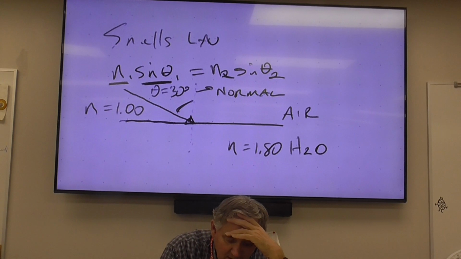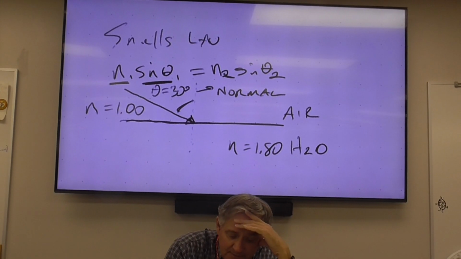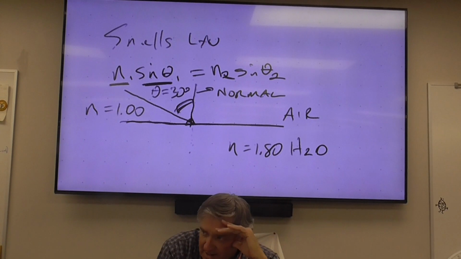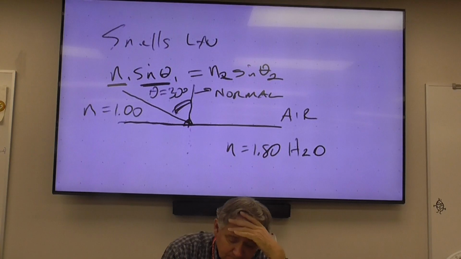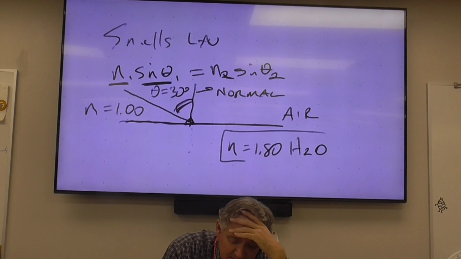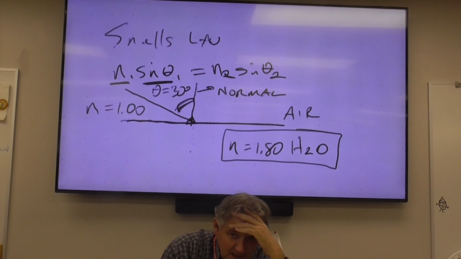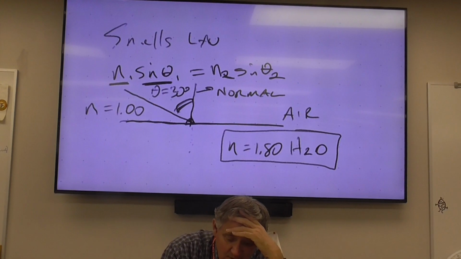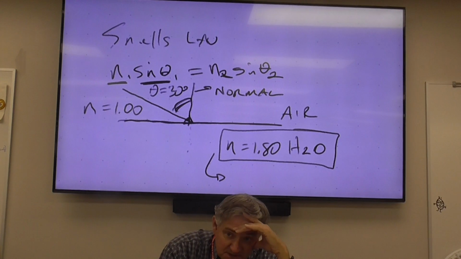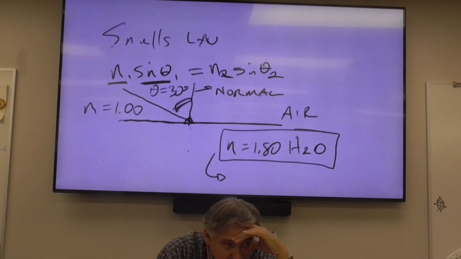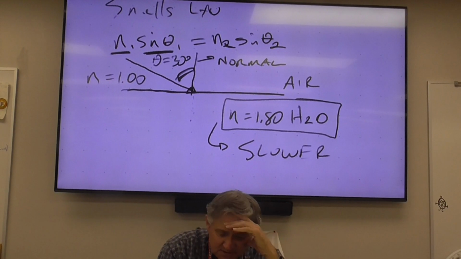That angle is always defined relative to what we call the normal. So imagine a vertical line here, and that's where you measure that angle from. It isn't from the horizontal, okay? It's always measured from the vertical. We're going to shine this into water, which has a higher index of refraction. Because it has a higher index of refraction, what do you know about the speed of light in water versus the speed of light in air? Slower. It's going to be slower, okay?